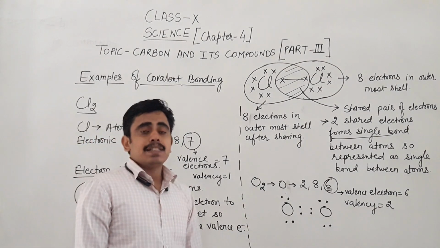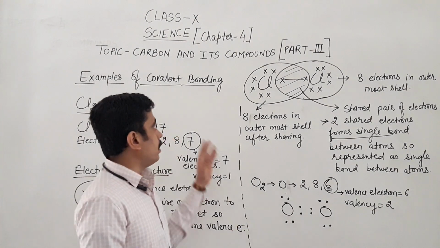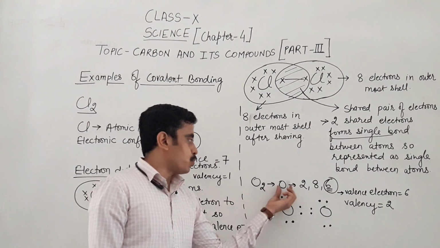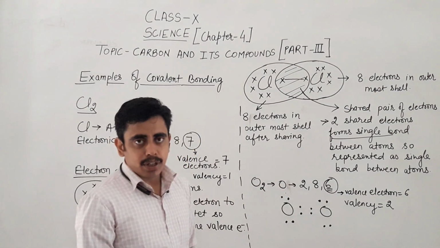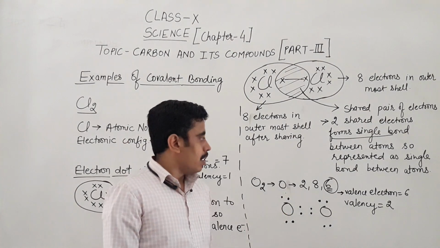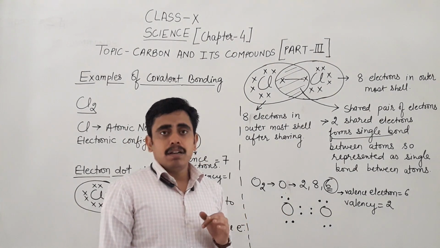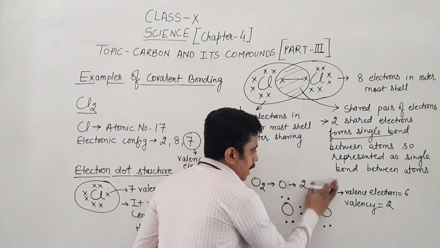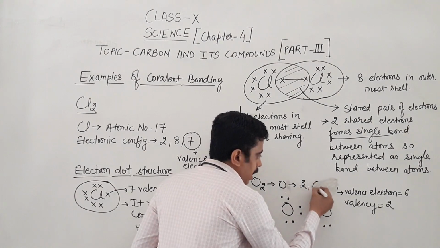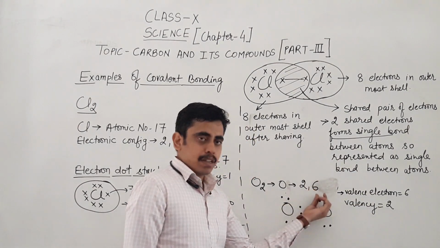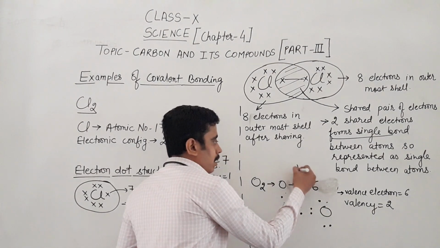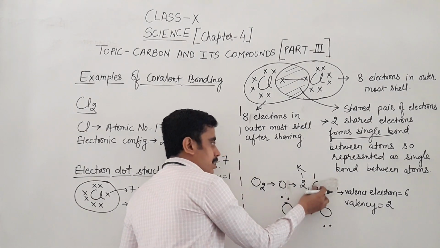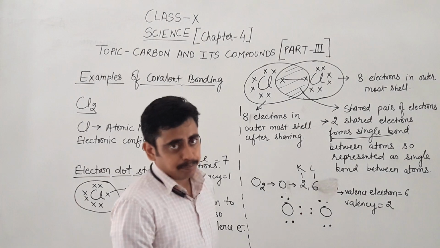The oxygen molecule is one more example that is forming by the covalent bonding. Oxygen molecule is formed by the oxygen atom. What is the electronic configuration? Its atomic number is 8. So what is its electronic configuration? Its electronic configuration is 2, 6. 2 electrons in the inner shell and 6 electrons in the outermost shell.